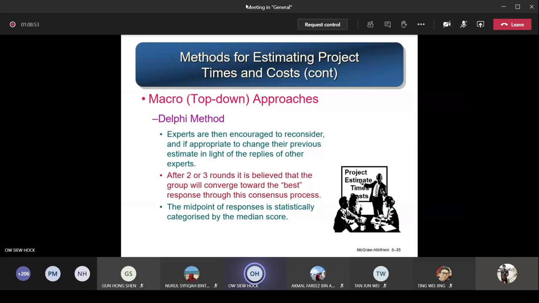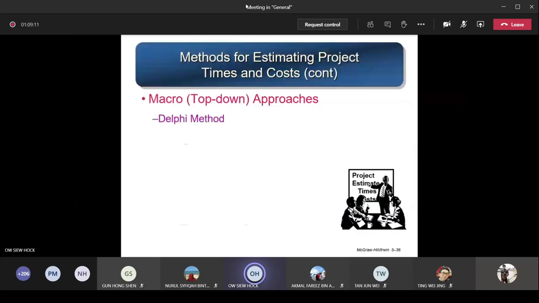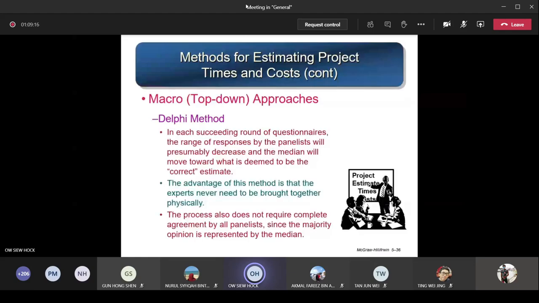Then slowly they ask them to go and readjust. After a few rounds they come back, almost merging towards a closer point. The big point of responses is statistically categorized by the median score. So slowly they come to a very center point, and that center point will be used as the estimate. In each succeeding round of questions, the range of responses by the panelists will presumably decrease. You see, the difference becomes smaller and smaller, and the median will move toward what is deemed to be the correct estimate. They will assume that this center point is the correct estimation.